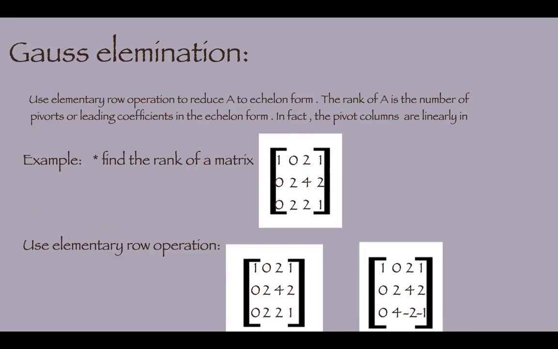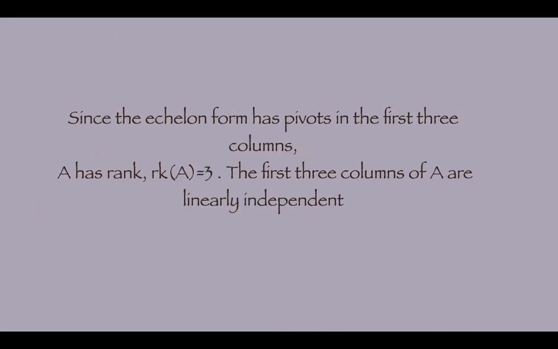Since the echelon form has pivots in the first three columns, A has rank r, the rank of A is equal to 3. The first three columns of A are linearly independent. So this is about Gauss elimination and its definition. You can see it.